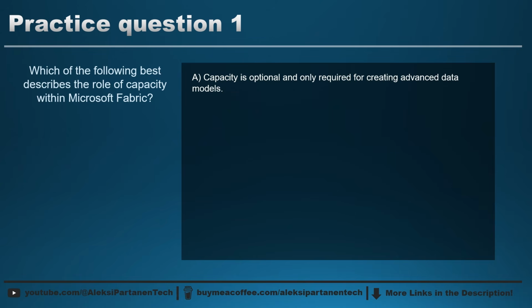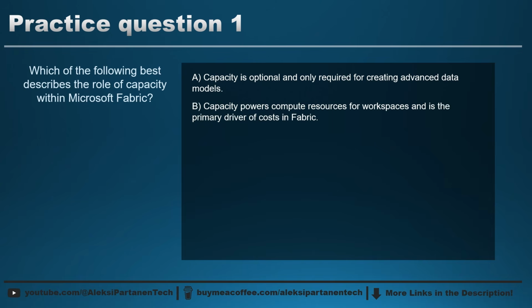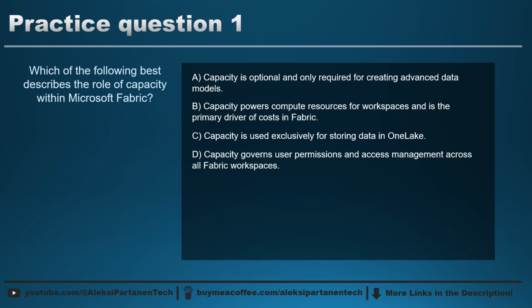Is it A, capacity is optional and only required for creating advanced data models? B, capacity powers compute resources for workspaces and is the primary driver of costs in Fabric. C, capacity is used exclusively for storing data in OneLake. D, capacity governs user permissions and access management across all Fabric workspaces. Now think about the answer for a moment and pause the video. I will reveal the answer in 3, 2, 1.